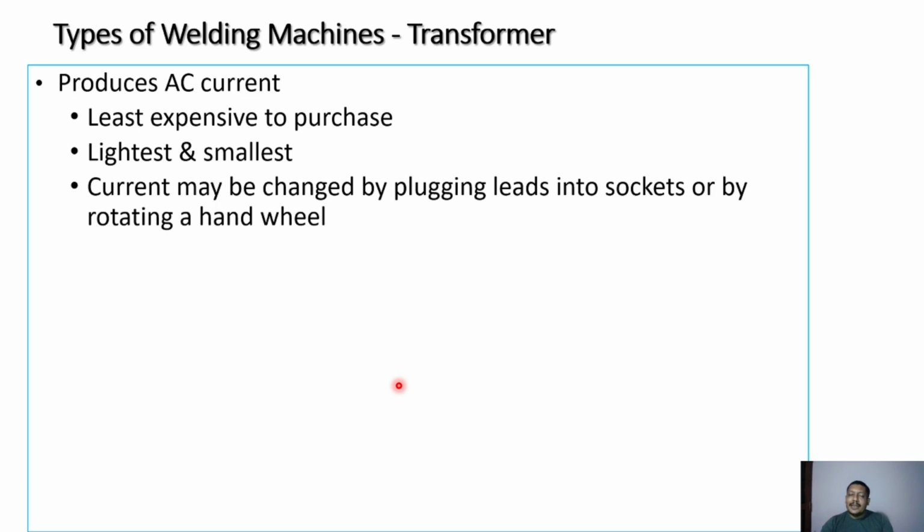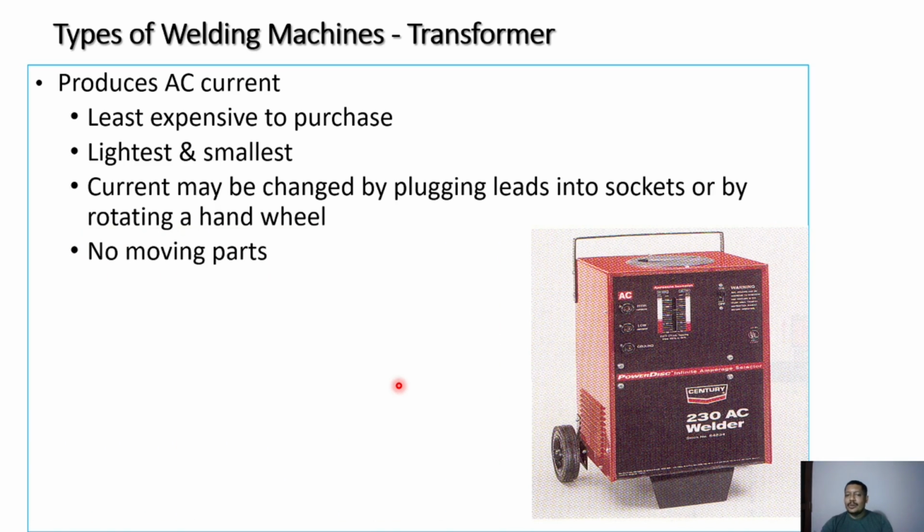Hope, when you did the experiment in the lab, you did it with the help of a welding transformer in the welding lab. The current was set with the help of a rotating hand wheel on the top of the machine. There are no moving parts, so it is simple. A simple figure of an AC welding transformer is shown over here.